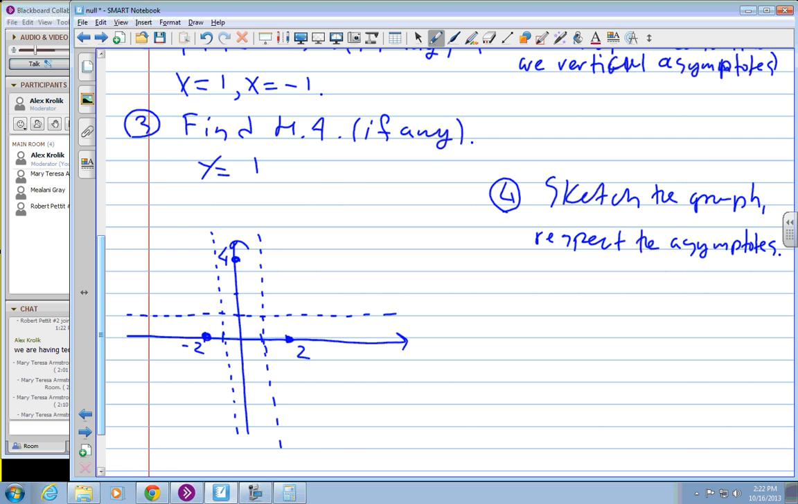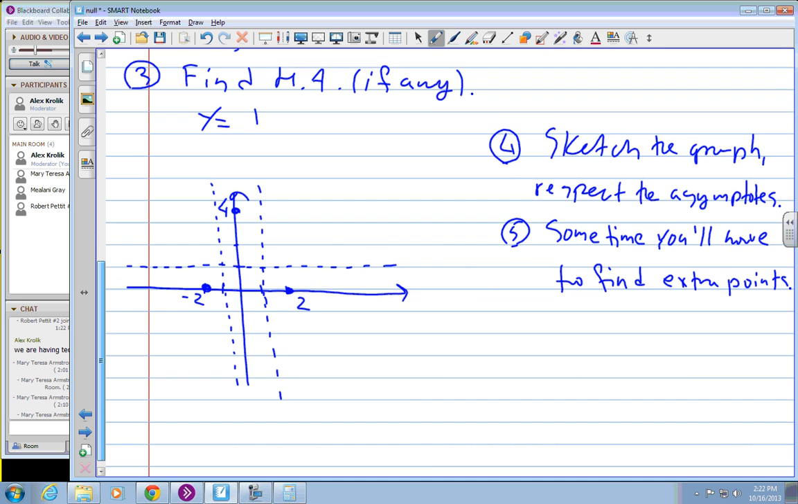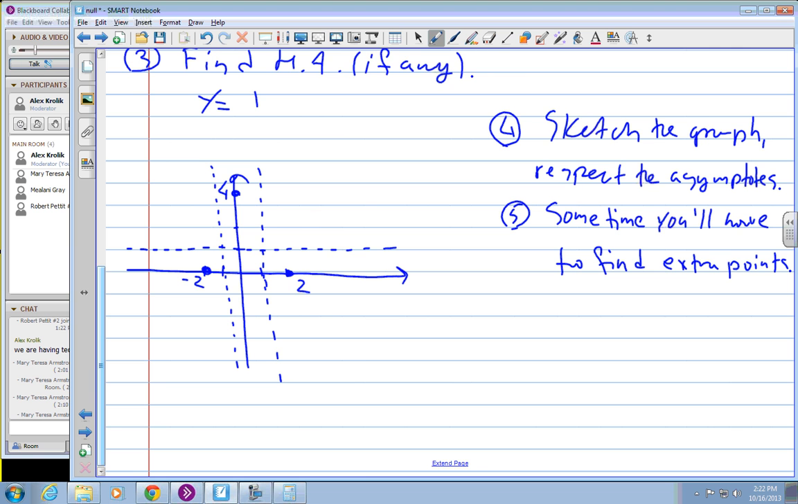Sometimes you have to find some extra points where it's not clear where the graph goes. Sometimes you just have to do that. Not in this case, because it should be pretty clear what we're doing, but we'll see examples where we have to find extra points. But now let's talk about this graph. Think about this.